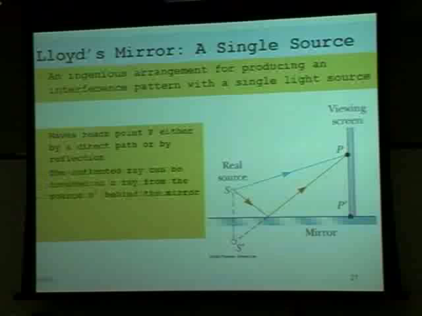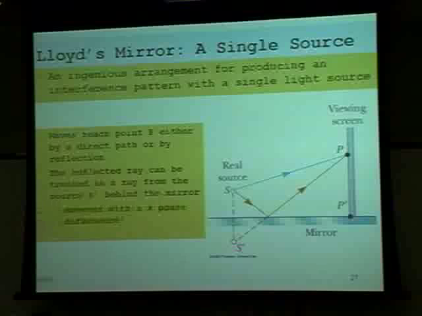One thing that would happen, though, is when it reflects off this mirror, this light will invert. They'll have a pi phase difference because of the reflection, and hence the results here on the viewing screen will be exactly reversed from what we had for two sources with no phase reversal.